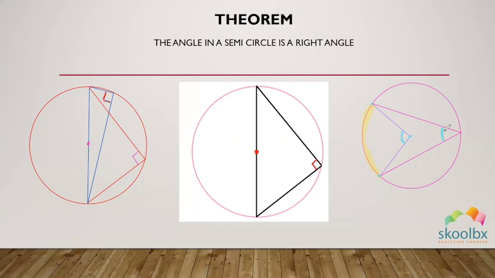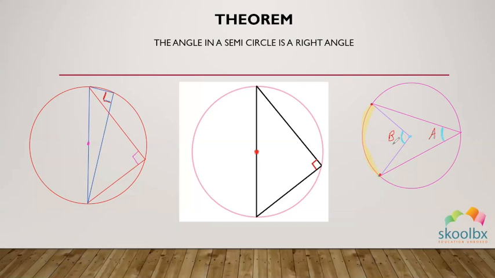From the same arc, one angle goes to the circumference. We'll call that A. And another angle goes to the center. We'll call that B. And remember, they're from the same base or the same arc. So do you know what the relationship between A and B is?